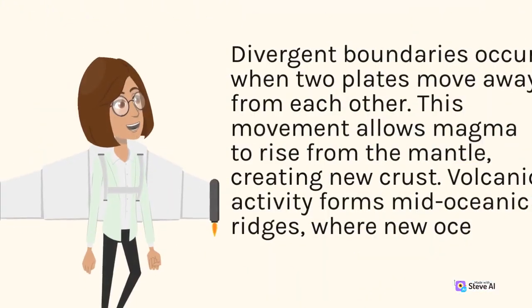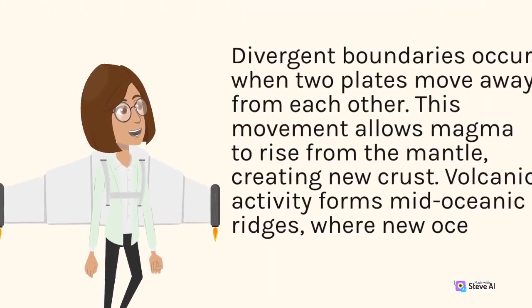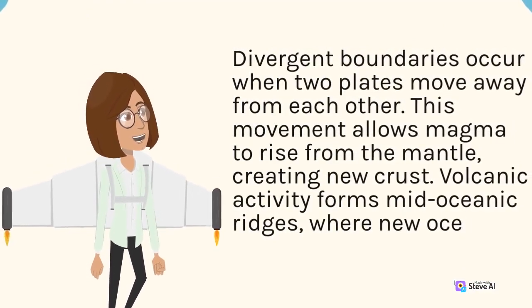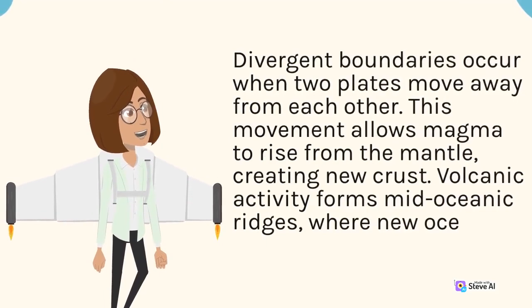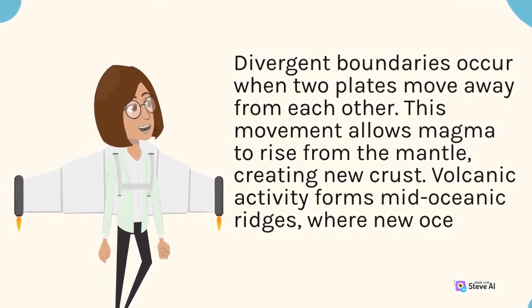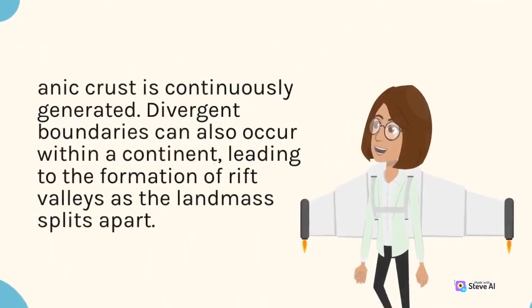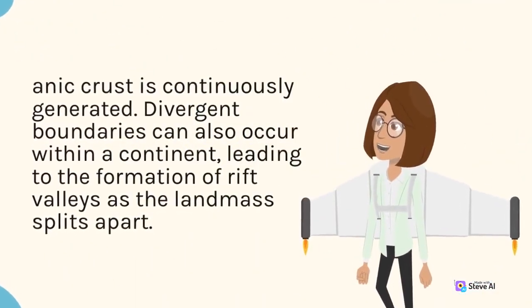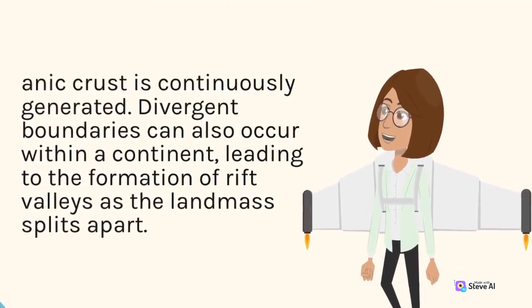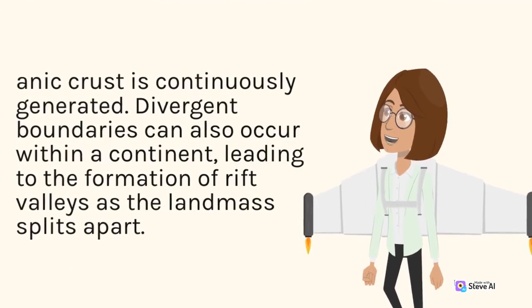Divergent boundaries occur when two plates move away from each other. This movement allows magma to rise from the mantle, creating new crust. Volcanic activity forms mid-oceanic ridges, where new oceanic crust is continuously generated. Divergent boundaries can also occur within a continent, leading to the formation of rift valleys as the landmass splits apart.